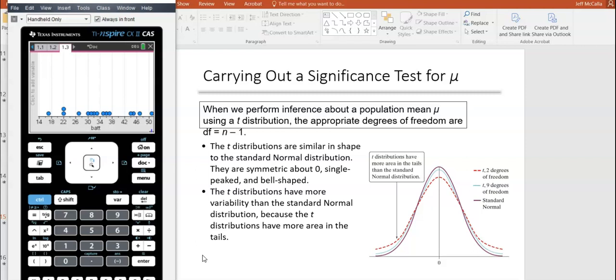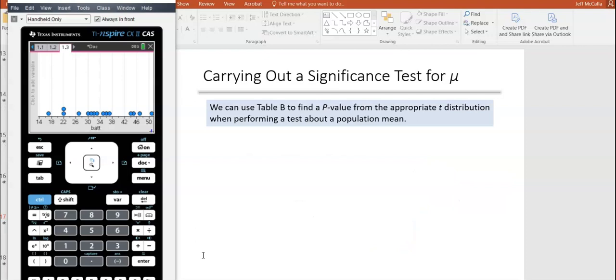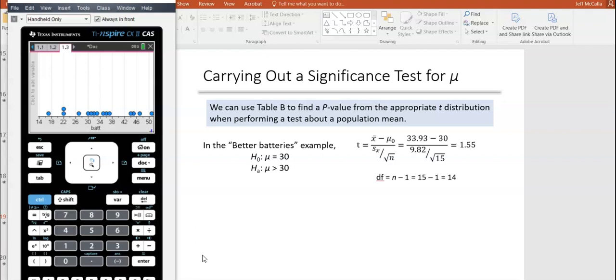They're similar in shape. T curves should have more variability, so they're wider at the base. More area, they have wider, fatter tails, so to speak. And again, like we just said, they tend to look more normal as n increases. You could use a table, but you're not going to, you'll use your calculator. So the null in that example was 30 hours. But we think maybe the new batteries are going to be more than 30 hours. So the alternate is we think that the average is going to be more than 30.